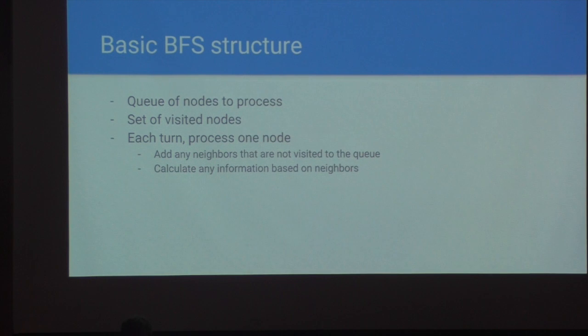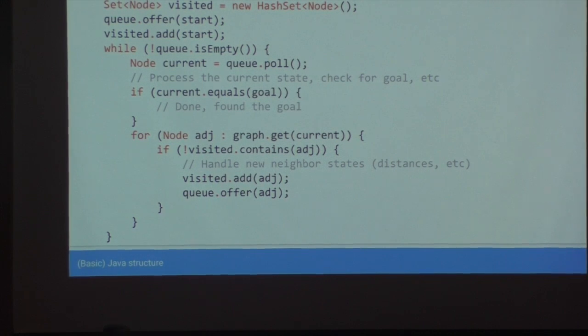You basically just have a queue of things to process, and you represent that in Java just with a java.util.ArrayDeque or a linked list or whatever. You need a set of nodes that you've already visited, so you don't end up visiting the same nodes over and over again. And that's the only data structure you really need. At every turn, you process one node, add on any unvisited neighbors to the queue, and then process them just in a loop. You end up with something that looks just like this.